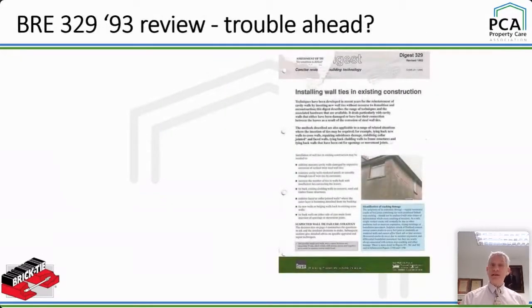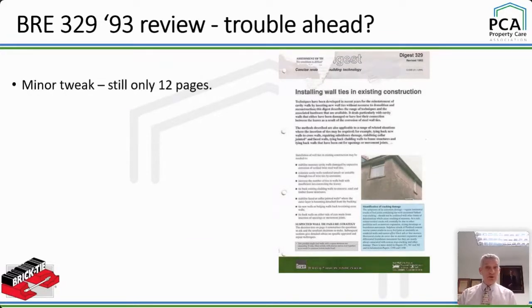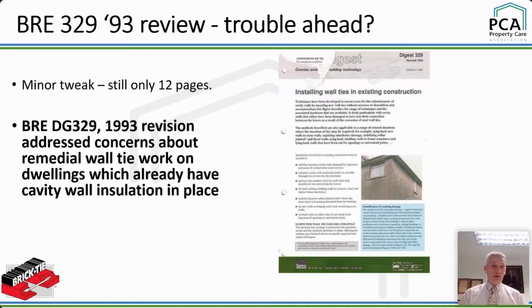So in 1993, out of the blue, only 5 years after it was first issued, BRE 329 was reviewed. And it came as a bit of a shock because what they did is it was a minor tweak as it happens. It was still only 12 pages long, BRE 329. But bang, what it said is cavity wall insulation should be considered. And we never considered insulation in the past. It wasn't on our radar at all. Most houses didn't have it. We just did a wall tie job.